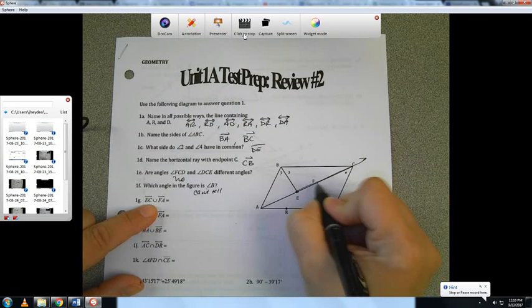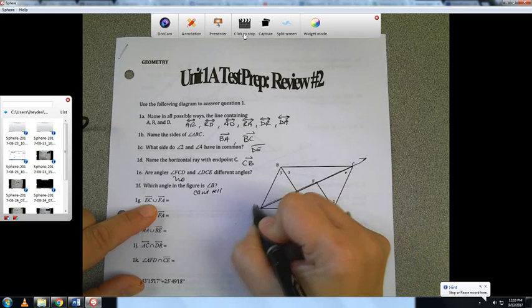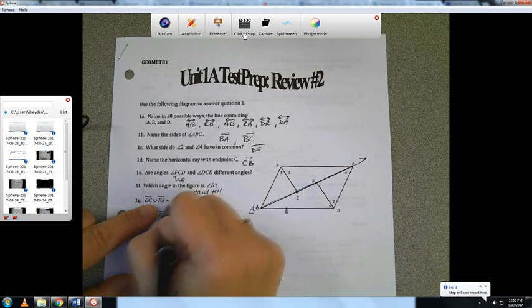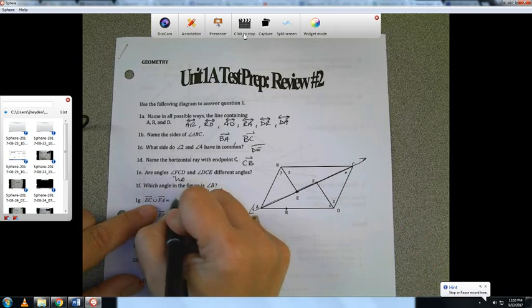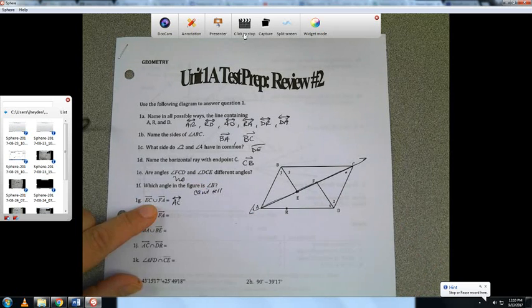All right, ray EC, so it starts at E and goes through C, in union with ray FA, starts at F. Those two together form a line. There are a bunch of ways you can take any 2 points on that line and name it, one of which is AC.